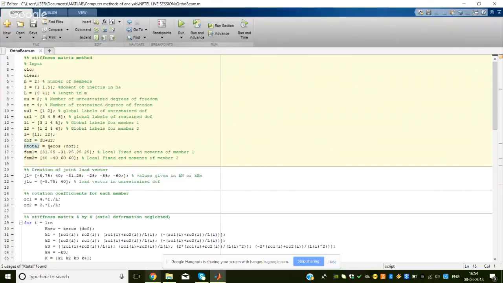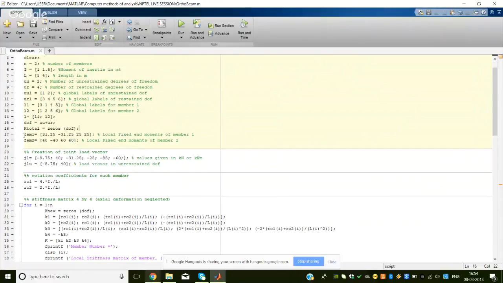Then we are defining the total stiffness matrix, the size of the total stiffness matrix, which is going to be the degrees of freedom. Here the degrees of freedom is 6, so the total stiffness matrix is going to be of size 6 by 6. Then the input required is the fixed end moments for both the members. For member 1, it is 31.25 and minus 31.25. These are the moments. 25 and 25, plus 25 and plus 25 are the reactions.